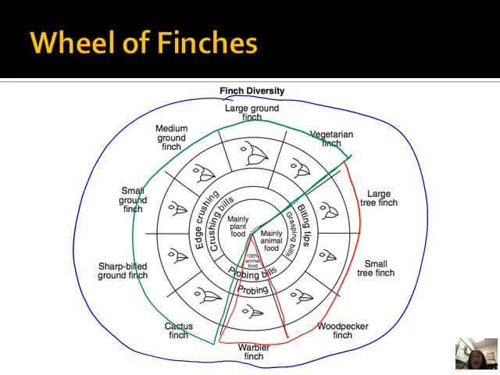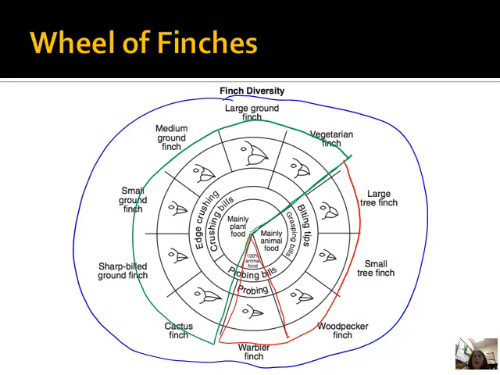eat animal food. So the warbler finch does not have a chance to migrate. If the animal food is available, like the insects, it'll survive. If there's no animal food available, the warbler will die. So the warbler is the most vulnerable to natural selection because it only eats a very specific food source.